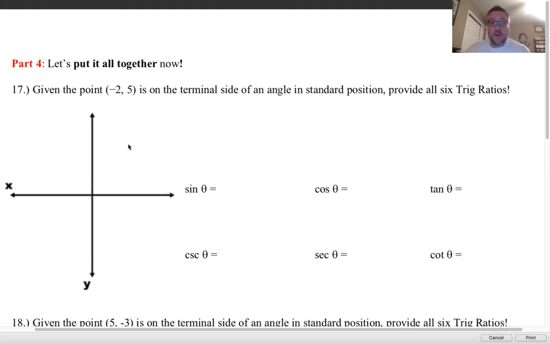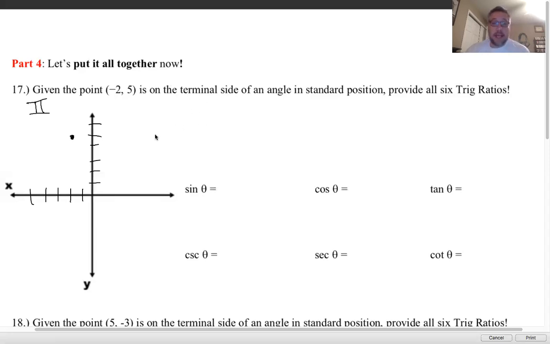So what you need to do first is on your little graph, you want to put in some hash marks so we can plot the point -2, 5. Okay, -2 for the x means we're going to go to the left, and 5 positive on the y means we're going to go up. So if we go left and up, we are in quadrant 2. So I'm going to put in some hash marks on quadrant 2. Okay, and we'll plot our point. So we're going to go left 2, up 1, 2, 3, 4, 5, right here. Okay, that's -2, 5.